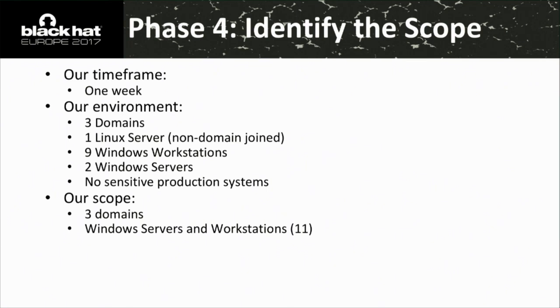And then we want to go forward and identify what the scope of our analysis or collection will be. And so, again, we have 1 week. That's what we're giving ourselves now. You can determine whether that's a sufficient time or maybe too much time. We have 3 domains that we want to gather information from. On those 3 domains, we have one Linux server, which is non-domain joined, and Linux doesn't do authentication in the same way. So we're going to exclude that. We have 9 Windows workstations and 2 Windows servers. We have no sensitive production systems, so we're able to query all 11 of those systems. And so our scope ends up being 3 domains, 11 systems.